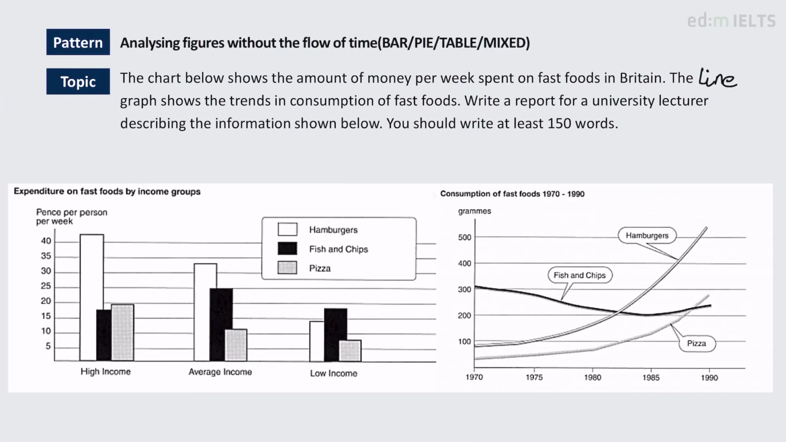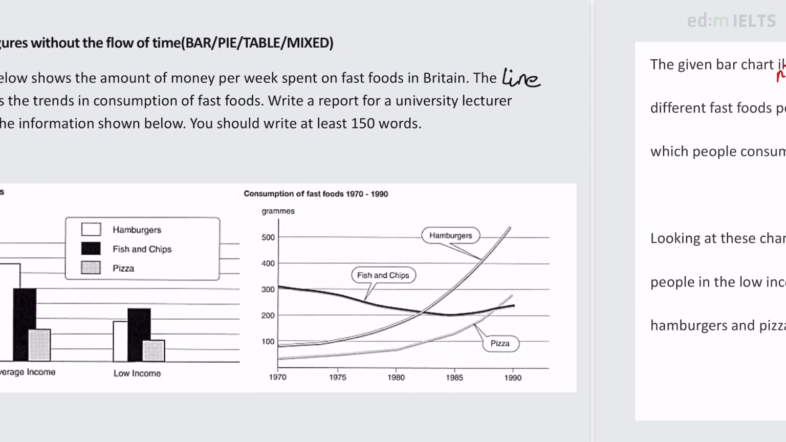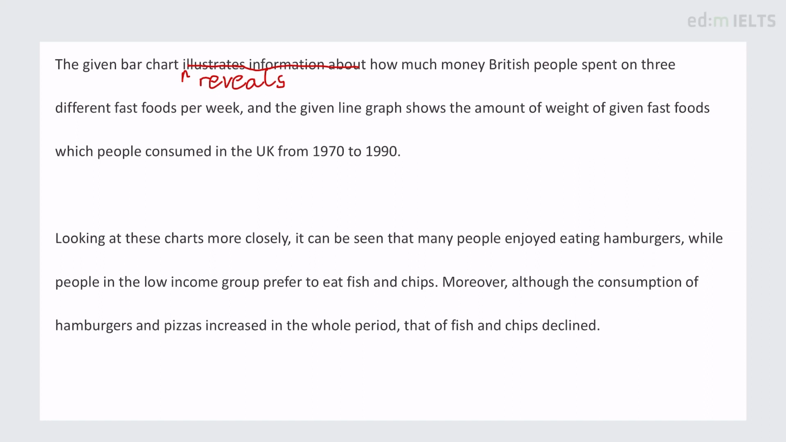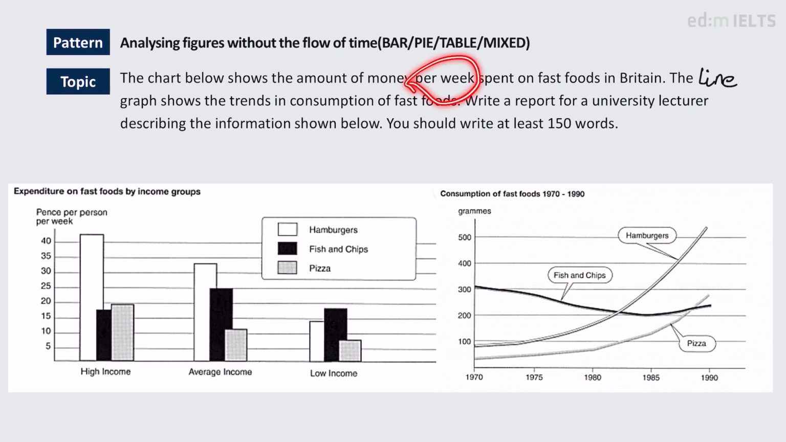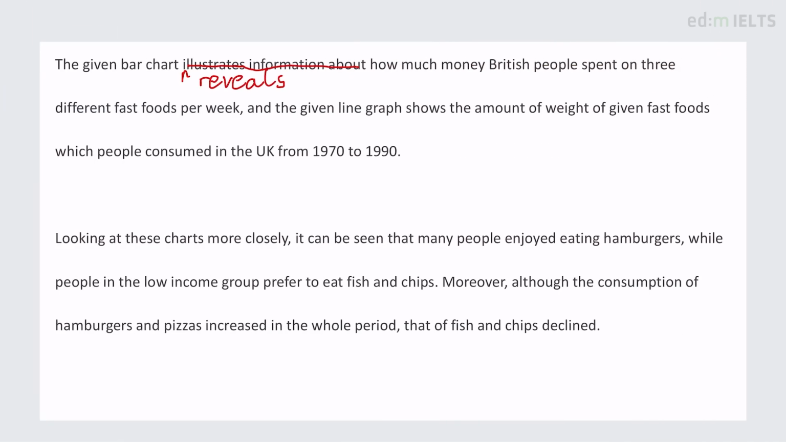I'll use reveals because we've got shows in the actual task that's been given, so I don't want to repeat the same word. The given bar chart reveals how much money British people spend on 3 different fast foods per week. Yeah, I guess we could change the words like each week or weekly, but it's okay. Fast food is usually uncountable. So I might say 3 different types of fast foods, but you can use it as a countable, just like with the word food in general. So I think that's okay.